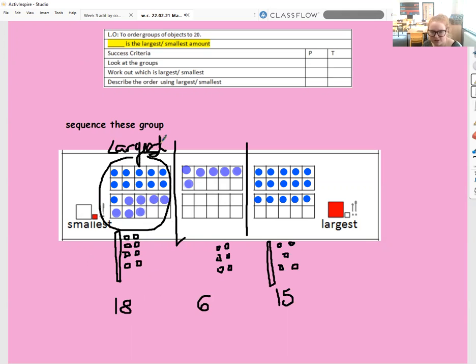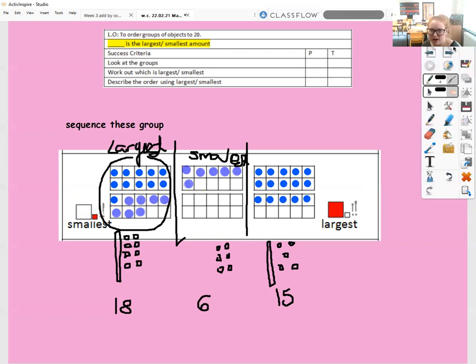I now want to know which is my smallest number. So it's going to be between these two. Well, I can see that this number here has fewer counters than the other one. So 6 has fewer counters than 15. And I can see in my Deans, I've got 6 ones, whereas 15 has 5 ones and 1 ten, which we know is the same as 10 ones. So I know that 6 is my smallest and 18 is my largest.